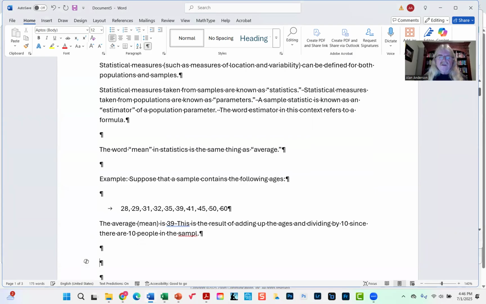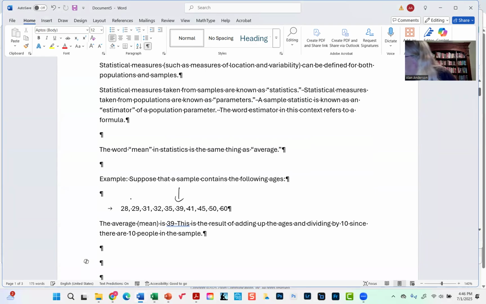But what I want you to notice is that the 39 is roughly in the middle. In other words, it's right there, towards the center. It may not be precisely in the center, but it is in there somewhere. So roughly half the people are younger than that, and roughly half of them are older than that. So the average is 39, and this is an important piece of information.